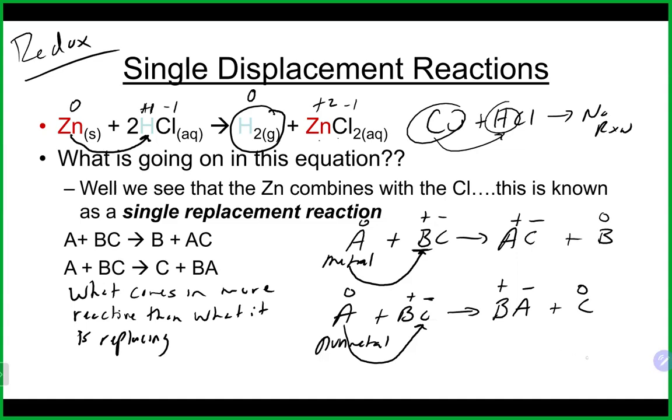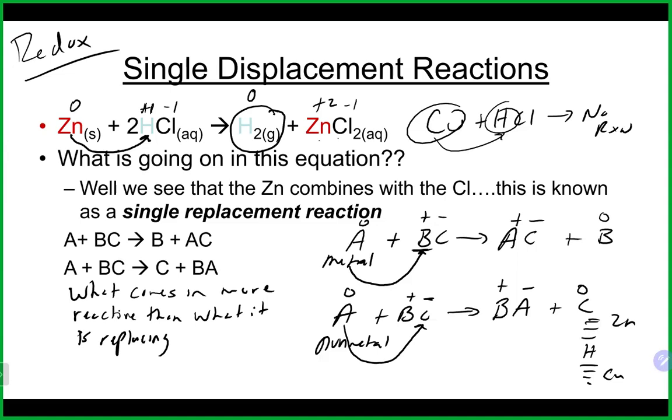And an activity series is basically somewhere there's hydrogen, a bunch of elements above it, a bunch of elements below it. And anything higher on the list will replace anybody lower on the list. And anybody lower on the list will not replace anybody higher on the list. So for example, copper would be below hydrogen and zinc would be higher than hydrogen. So zinc would replace hydrogen, but copper would not do that.